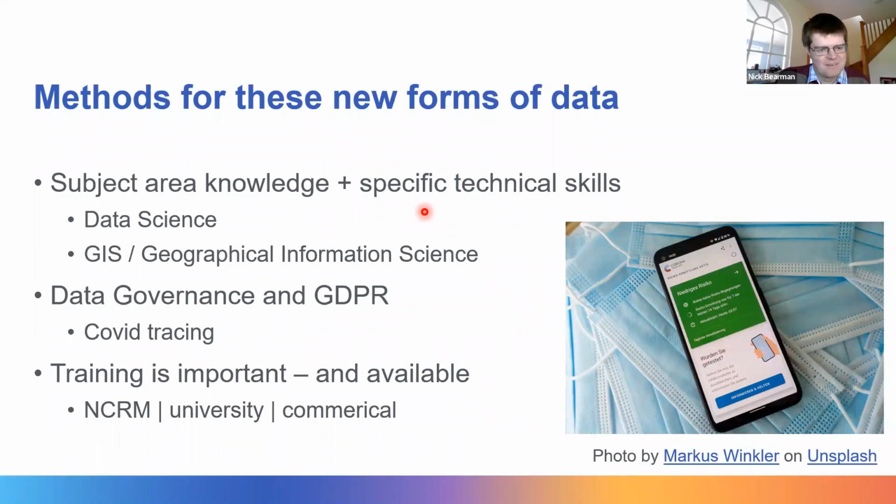The other aspect is we need to think a little bit about data governance and GDPR. This is because the data we're working with potentially could be individuals' information, individual level records. And so we need to handle this in a sensitive and responsible manner. Yeah, and the COVID tracing app is a great example of this.